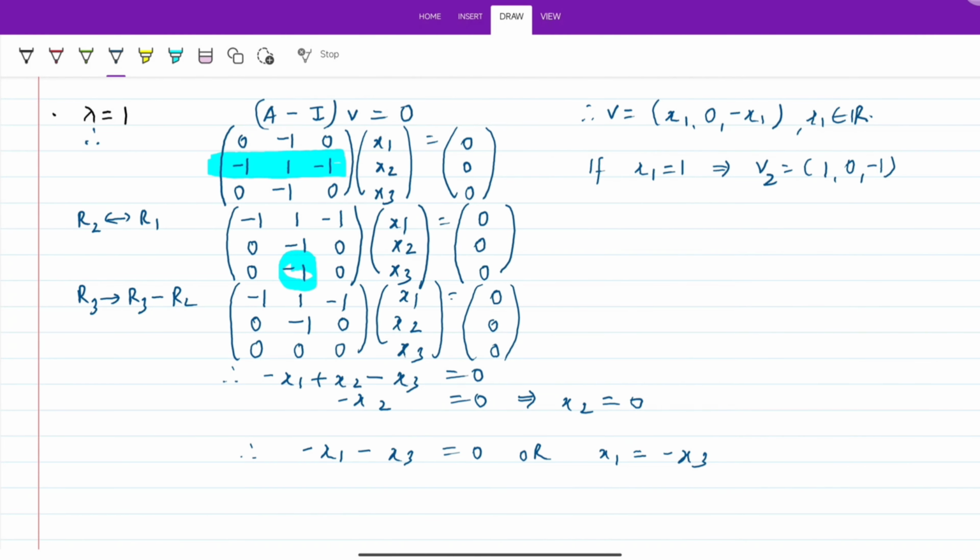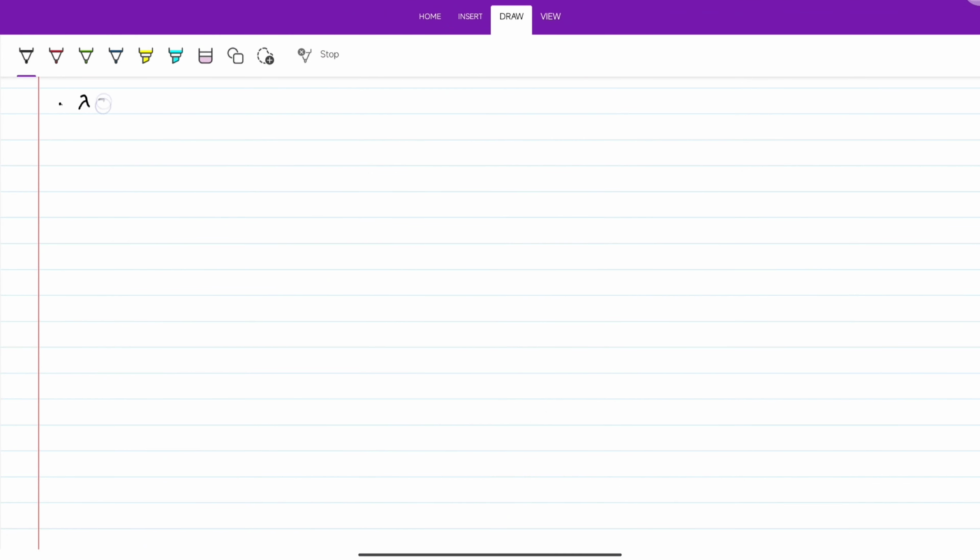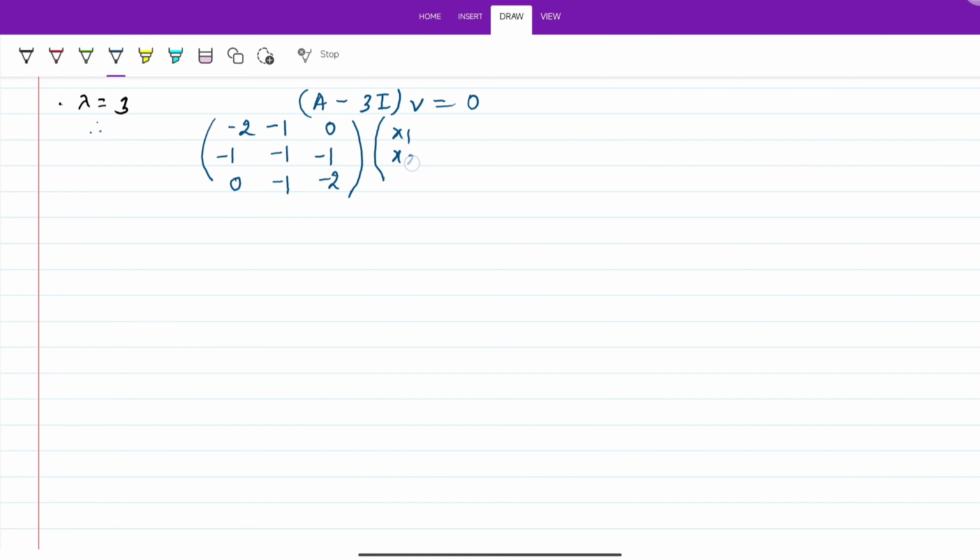Now moving on to the last one, wherein lambda is equal to 3. Let's get started. The starting equation would be A minus 3 times I times v is equal to 0, and thus we get the corresponding matrix to be negative 2, negative 1, 0, negative 1, negative 1, negative 1, 0, negative 1, negative 2 times v, which is x1, x2, x3, is equal to 0, 0, 0.